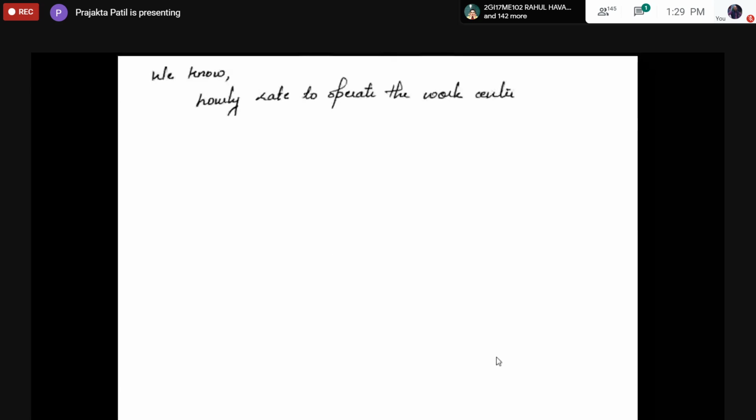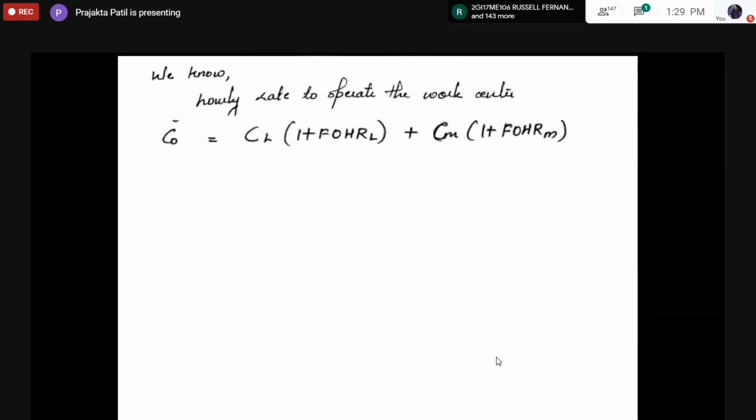So we know the hourly rate to operate the work center is given by this equation: C naught equals CL into (1 plus factory overhead rate on labor) plus CM into (1 plus factory overhead rate on machine). Now, if you observe the given data, I hope you all have written down all the given data. Can I get a reply from one of you? Are you all with me? Yes, ma'am.